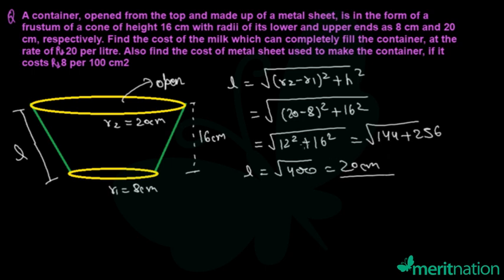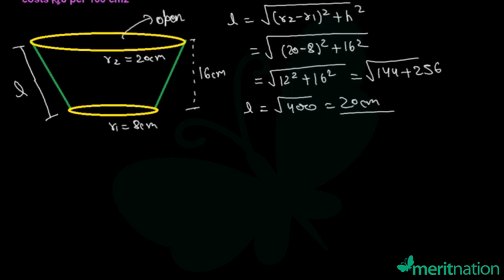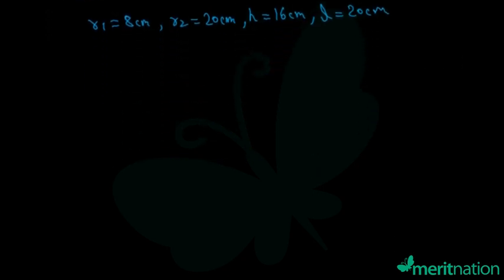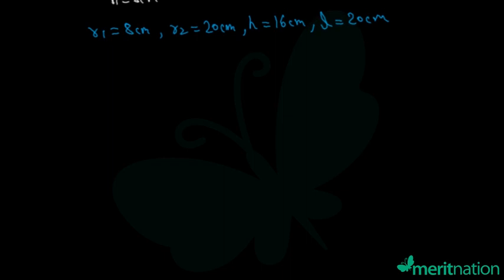Now in the first part, we need to find the volume. Since this milk is supposed to completely fill this container, the volume of milk required would be equal to the volume of this container. Now we have all the dimensions. R1 that's 8 centimeters, R2 that's 20 centimeters, height of this frustum that's equal to 16 centimeters, and its slant height we just calculated that's equal to 20 centimeters. First let's calculate the volume. The volume of any frustum that's always equal to 1 by 3 pi h (R1 square plus R2 square plus R1 into R2). Let's substitute all these values.